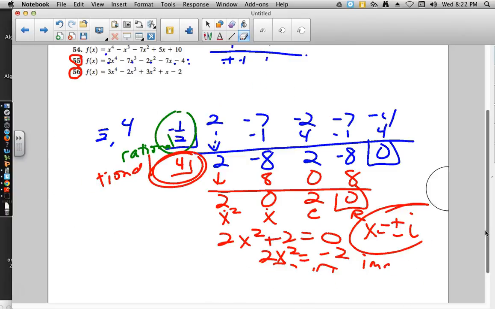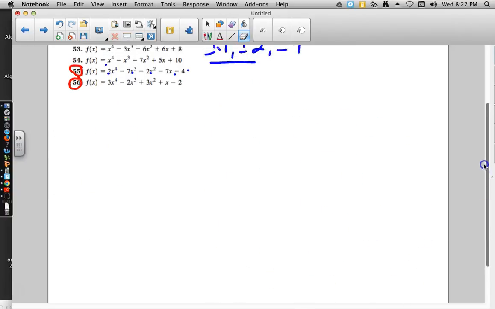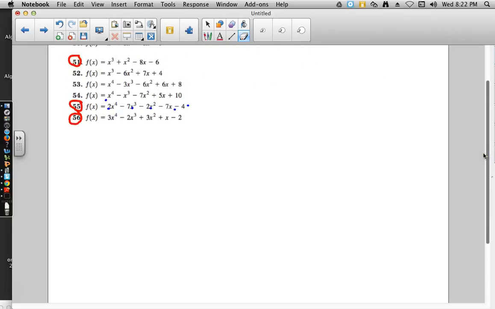So that's 55. Again, notice each time I'm starting with that list of possibles, and that is because of AP Calc, where you're not allowed to use that graphing calculator. You're just going to have to take the possibles and keep trying until you find some that work. Number 56 is the same type of problem. So let's get cracking on this one.